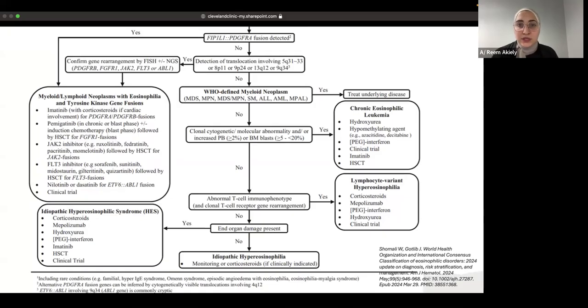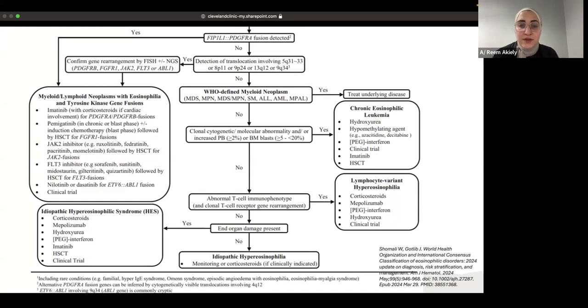At the same time, if we look at the middle, if the hypereosinophilia is driven by myeloid neoplasms without tyrosine kinase gene fusion, then the distinction would be dependent on the presence or absence of significant blasts. If there is, then the treatment would be directed towards managing the underlying disease like AML or MDS, as per the standardized protocol. Where there is clonality like chronic eosinophilic leukemia, other agents that have been described include hydroxyurea, but also PEG interferon, and some clinical trials. Imatinib has also been described in some cases in this subclass of clonal eosinophilia.